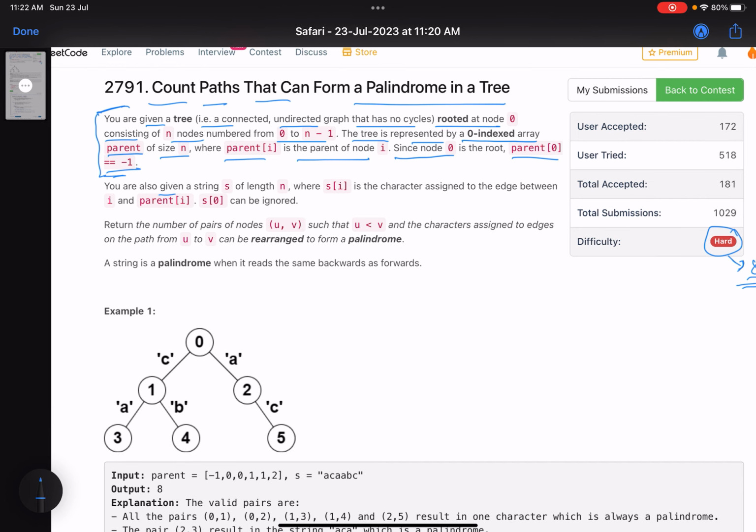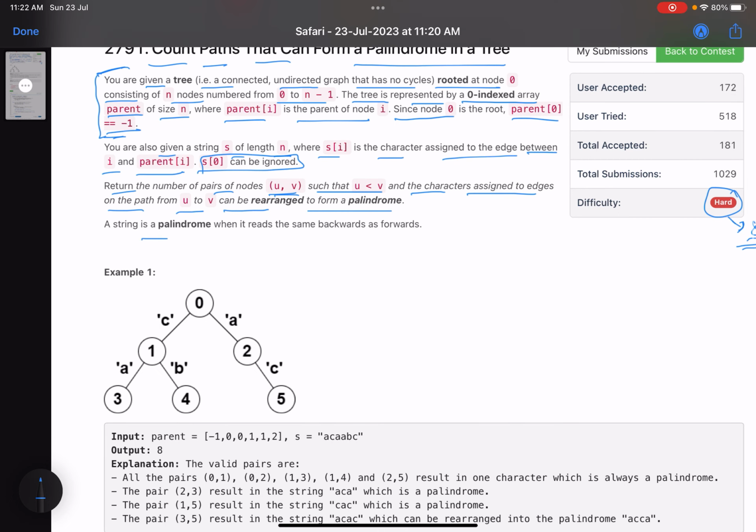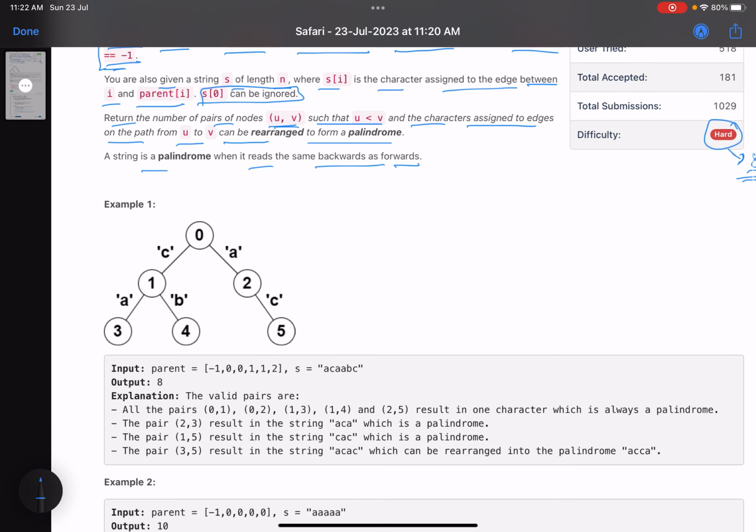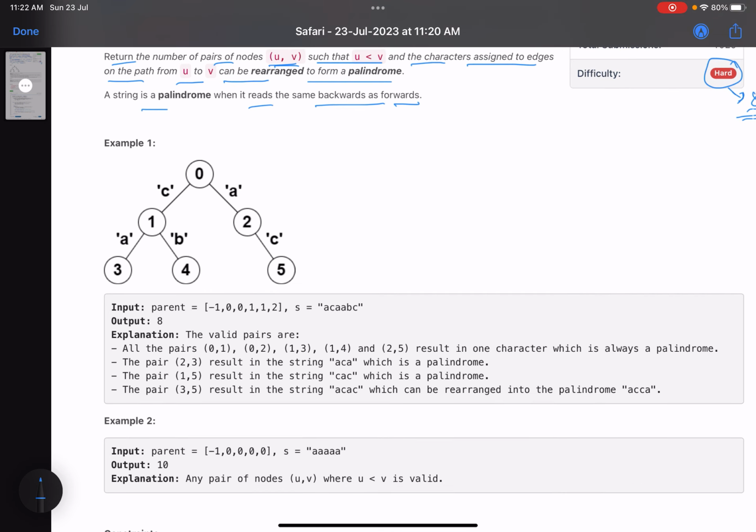Then you are also given a string s of length n. s of i is the character assigned to the edge between i and parent of i. s of 0 can be ignored, okay? Return the number of pairs u, v such that u is less than v, and the characters assigned to edges on the path from u to v can be rearranged to form a palindrome. A string is a palindrome when it reads the same backwards as forwards, okay? Big problem statement. Let's see what it is asking us to do.